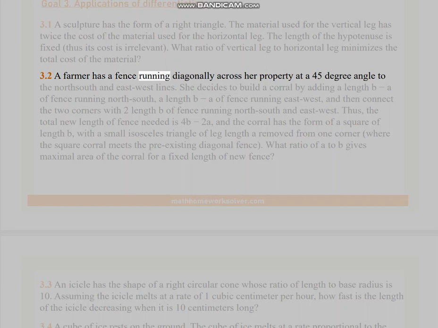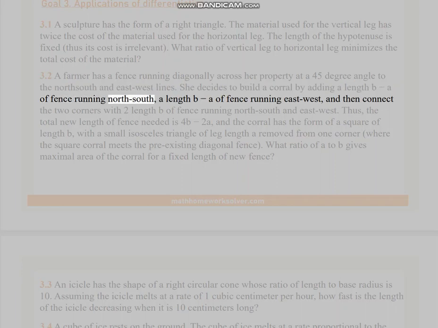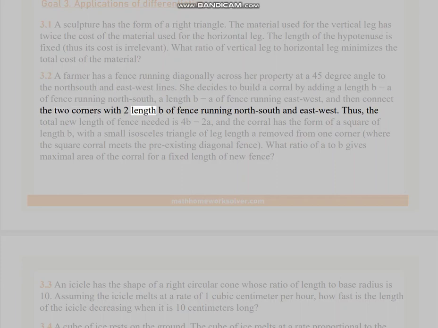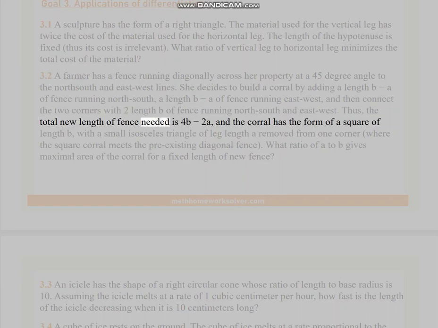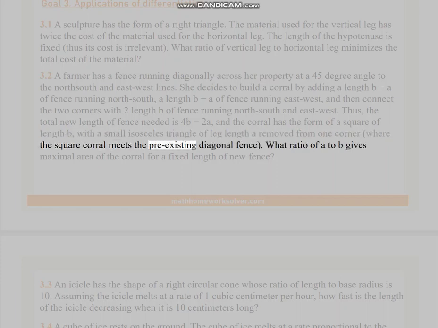3.2 A farmer has a fence running diagonally across her property at a 45-degree angle to the north-south and east-west lines. She decides to build a corral by adding a length b-a of fence running north-south, a length b-a of fence running east-west, and then connect the two corners with two length b of fence running north-south and east-west. Thus, the total new length of fence needed is 4b-2a, and the corral has the form of a square of length b, with a small isosceles triangle of leg length a removed from one corner, where the square corral meets the pre-existing diagonal fence. What ratio of a to b gives maximal area of the corral for a fixed length of new fence?